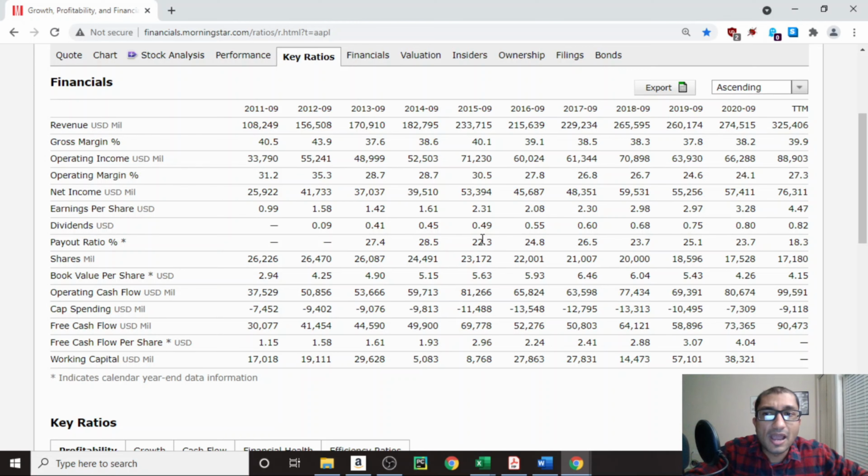We can see that even though Apple is hiking its dividend, its earnings per share have been increasing every year as well, so it is generating enough income to compensate for the increased dividends, and that is why we're seeing that the company's payout ratio over the years has stayed fairly consistent.